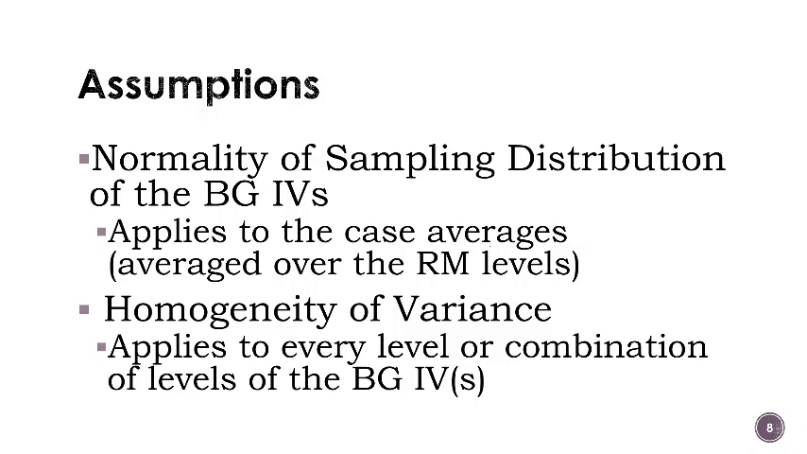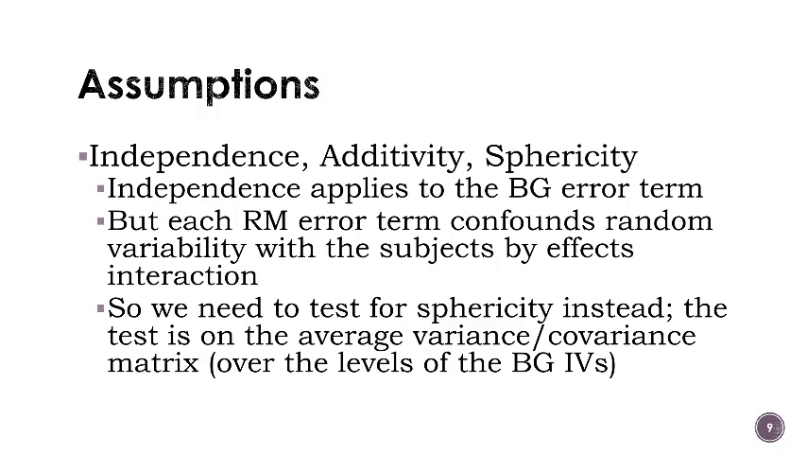So we're going to check for homogeneity of variance. We're going to assume things like independence. So in the between groups part, we're going to assume that all those subjects are actually independent. Going across the repeated measures, we can't assume that because it's the same people going across, but we can assume that for the subjects that are in different groups. So the between groups error does assume that everybody's independent, but each repeated measures error term confounds random variability with the subjects by effects interaction.